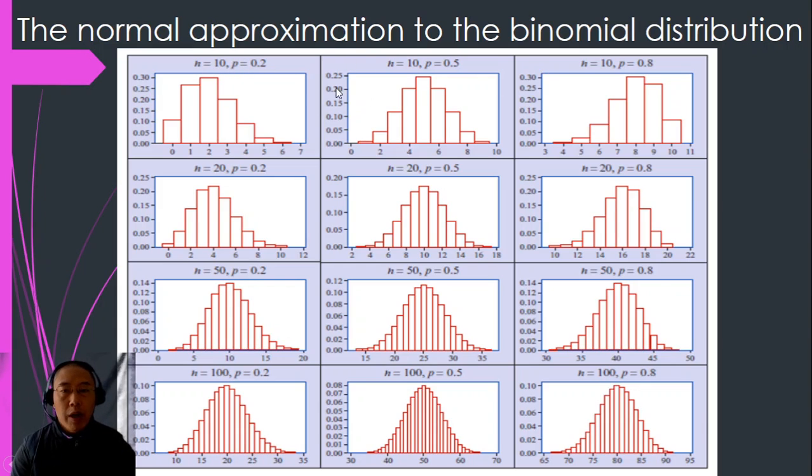As we move to the right, the probability of success is increasing. In the middle we have an even probability of 1/2. And vertically we start with a low number of trials, so here n equals 10, and as you go downwards you increase the number of trials.